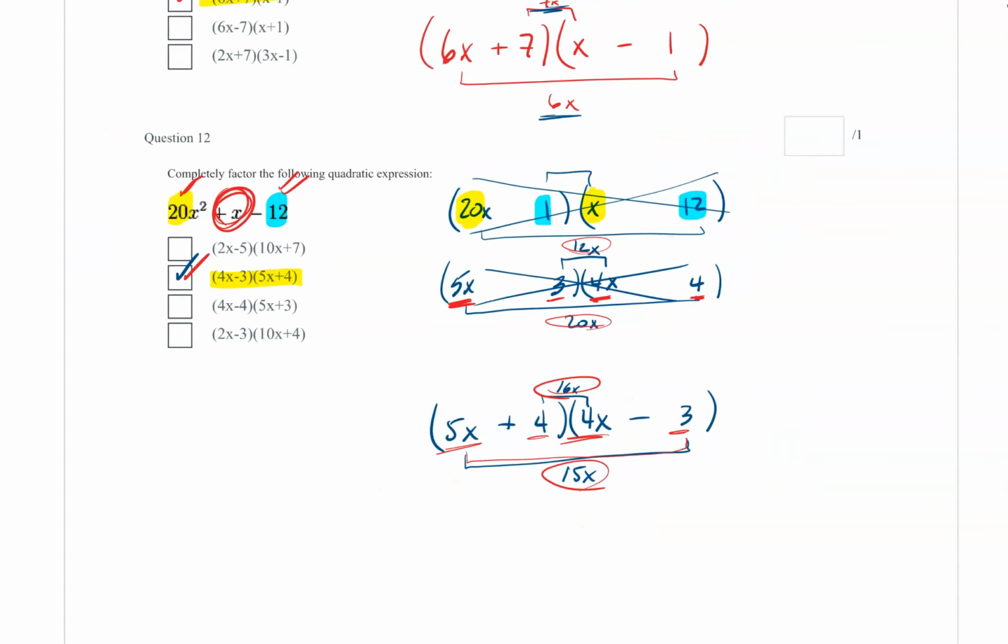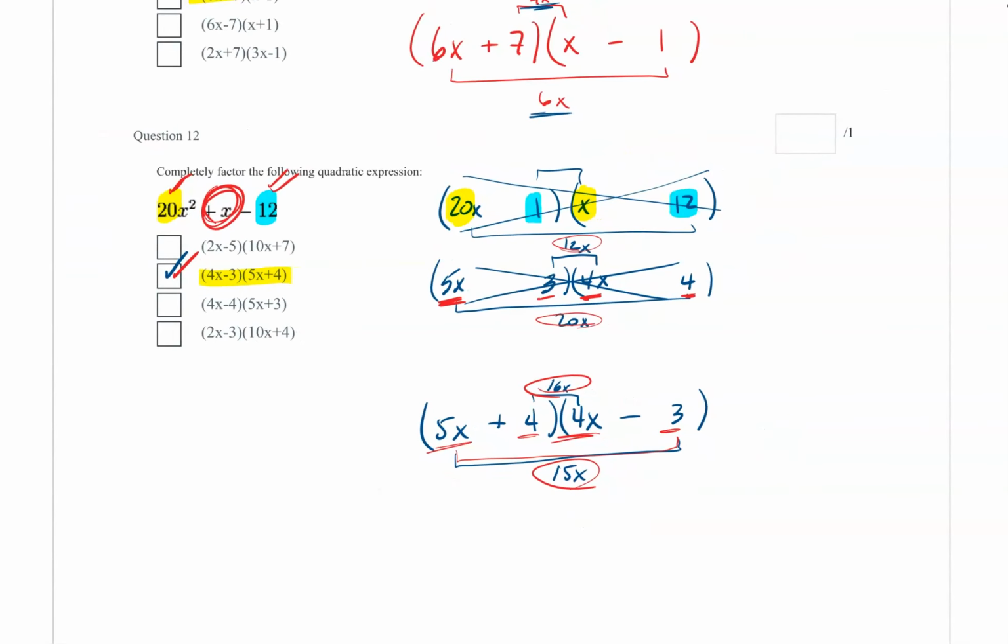So there you have it, the quiz, questions 1 through 12, covering pretty much all the factoring techniques we've covered in class so far. The only ones we haven't seen now are the factor by grouping. We'll spend some more time on that tomorrow.